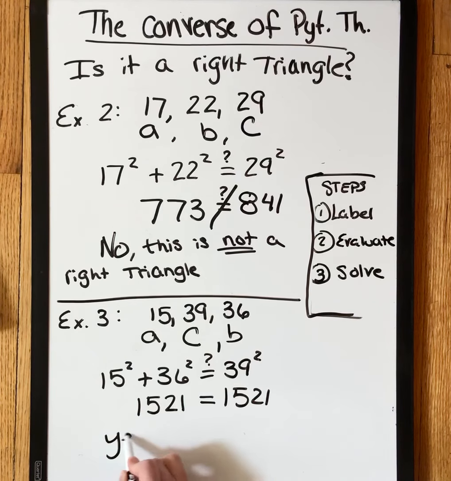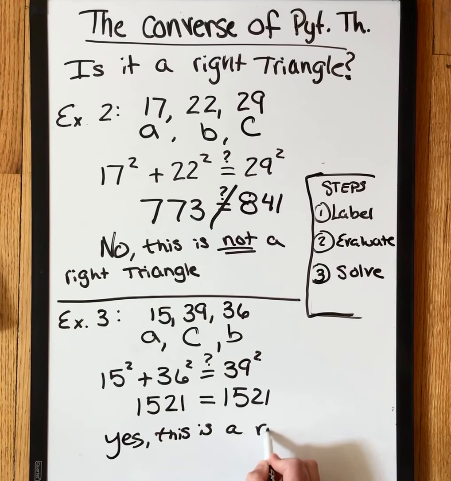So yes, this is a right triangle. And that is done. My justification for that is my work that I'm showing right there. So that is it for the notes for this week. It for Converse of the Pythagorean Theorem.